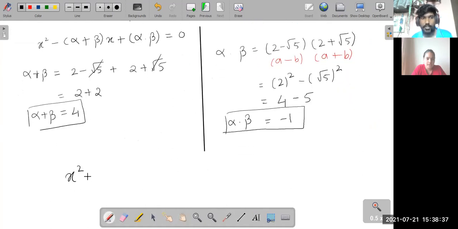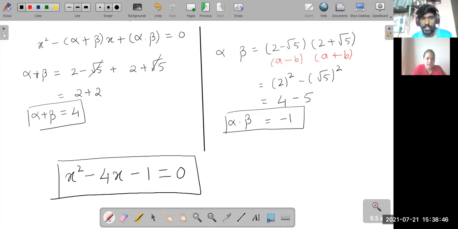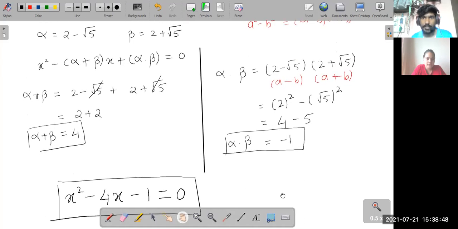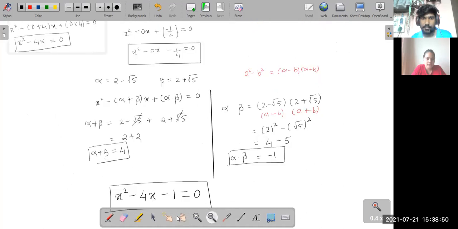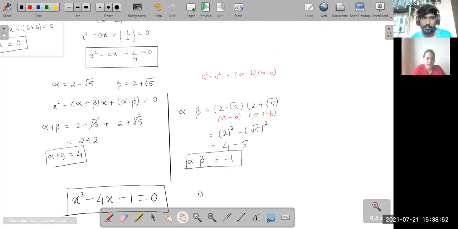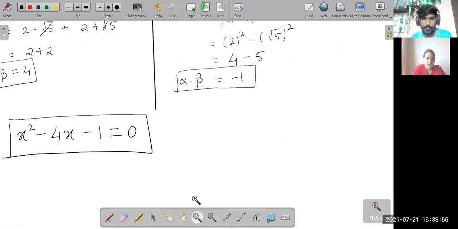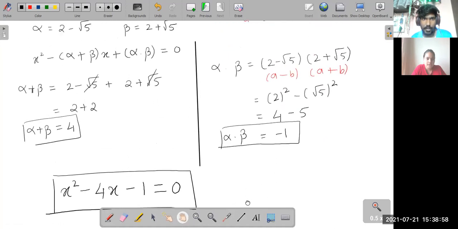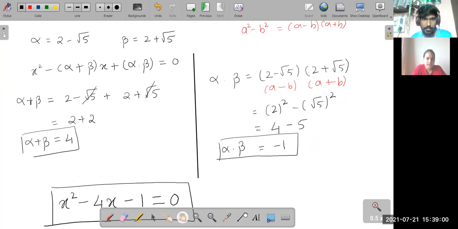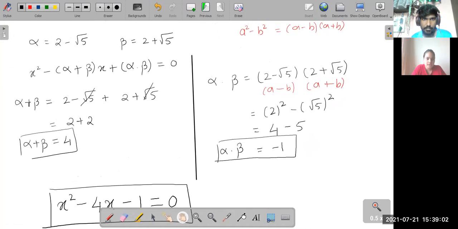So substitute it. So this becomes x square minus 4x minus 1 is equal to 0. So this is your quadratic equation. Did you understand this? Yes? Okay, you can write it down.